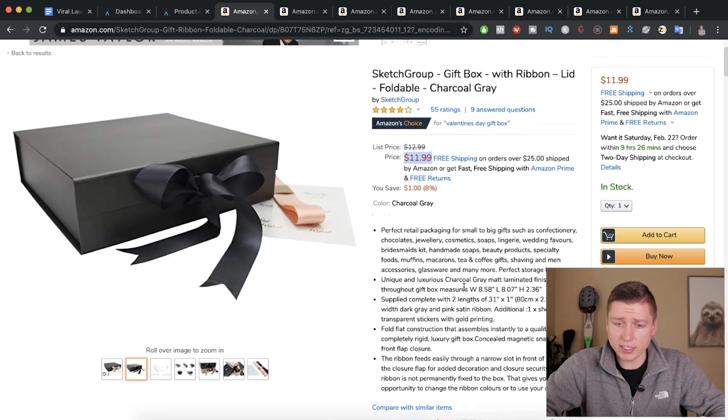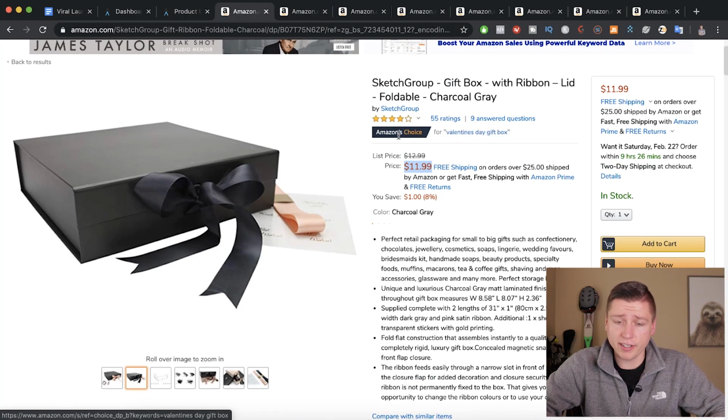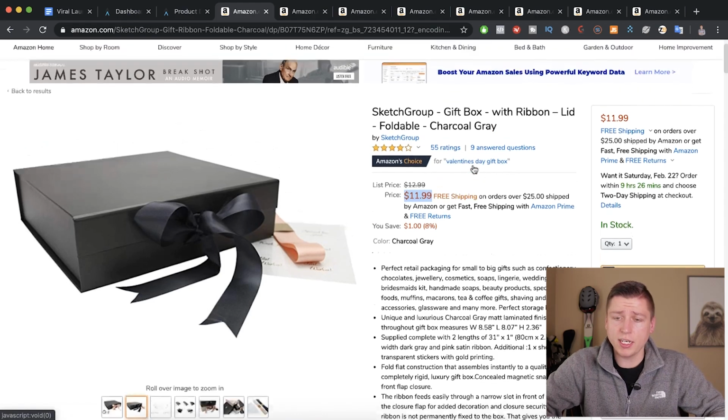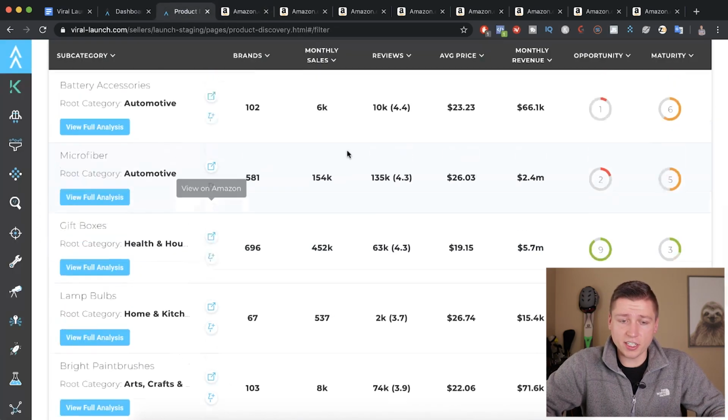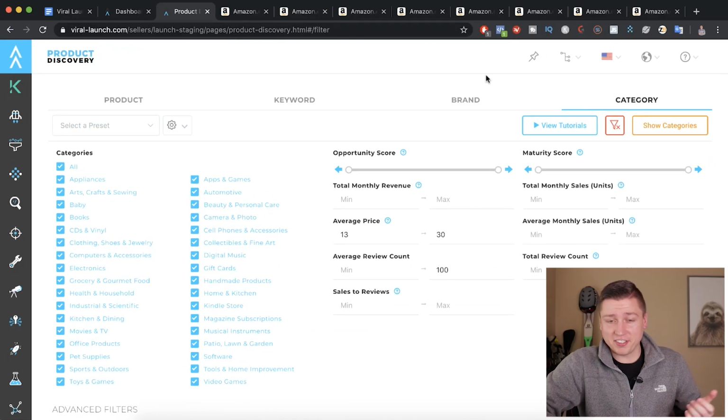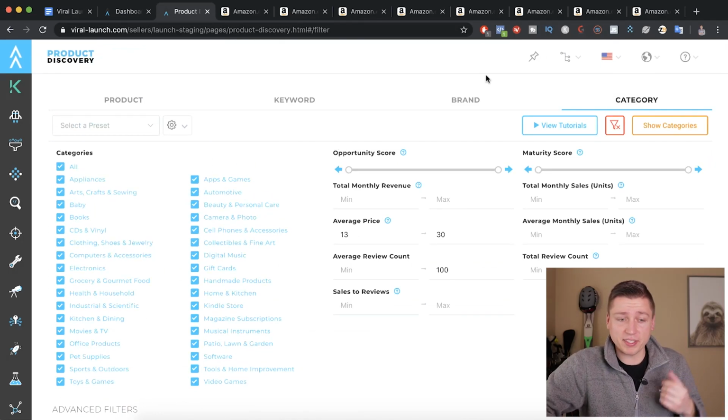So it's one of those cool products that sells a crap ton during holidays, right? Amazon's Choice, Valentine's Day gift box. So it'd be something to start really easily, right? It has a ribbon and it's got cool colors. So that is it, guys. That is Viral Launch in a nutshell. We found some really cool products, which I didn't plan, but that was awesome.